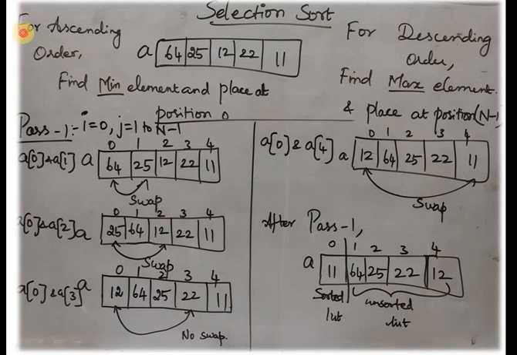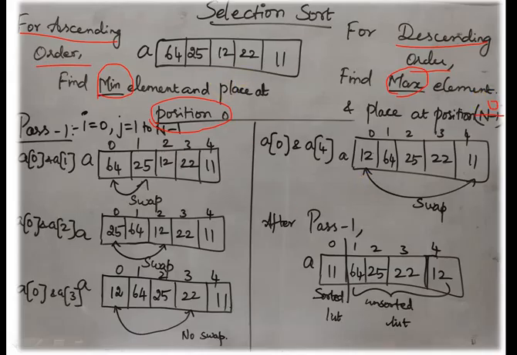For ascending order, you have to find the minimum element and place it at position 0. So this is the first step. If you are going to sort the elements in descending order, you have to find the maximum element. So this is the difference between the ordering. Ascending order means you have to pick the minimum element. If it is descending order, you have to pick the maximum element, and place it at position 0. Whether it is minimum or maximum, you are going to place it at the 0th position.